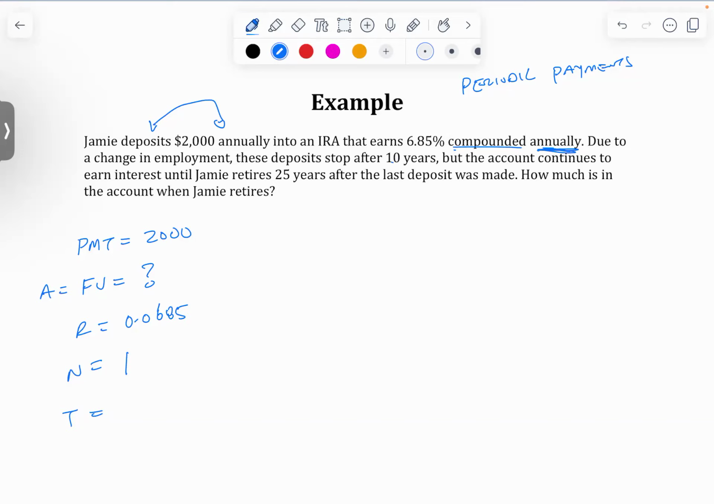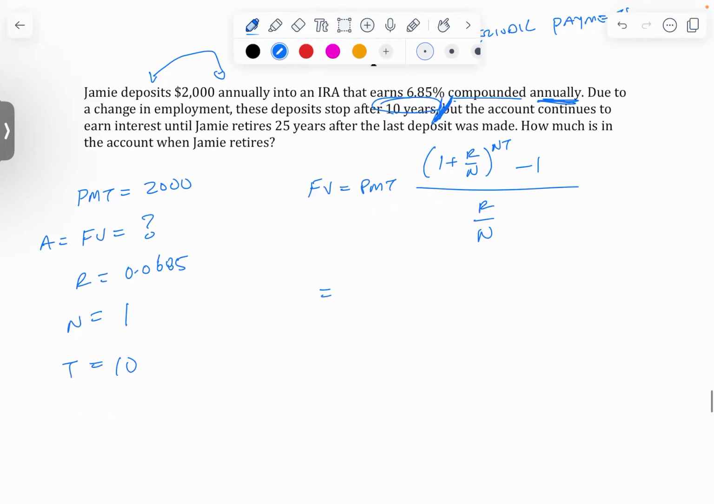Now, here's the big thing. These deposits stop after 10 years. So she's doing periodic payments for 10 years, then something different happens there. So let's just do this first 10 years. Again, I know the formula looks a little intimidating, but it's very similar to the formulas we have been working with. Okay, so the payment, $2,000.